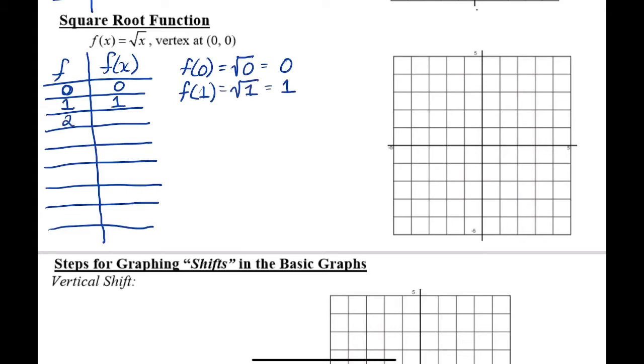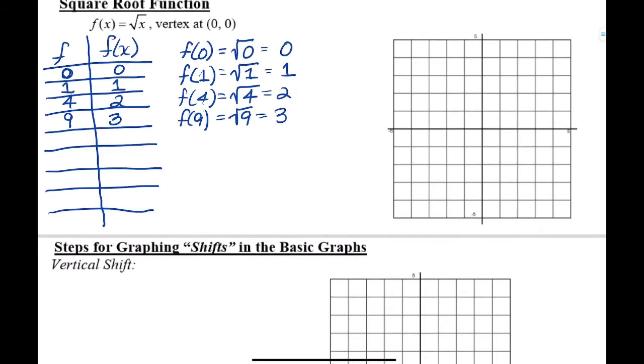Now I could put 2 here, but if I take the square root of 2, I'm going to get an irrational number, which, I guess you can graph, but let's stick with numbers that are a little easier to graph. So I'm going to think a little ahead here. Let's use 4, because that's a perfect square. The square root of 4 is 2. And let's use 9 as well. f of 9 is going to be the square root of 9, which is 3. Okay, now let's get down to graphing it.